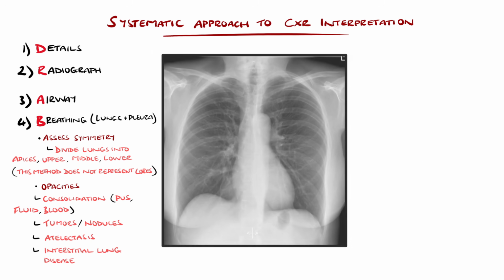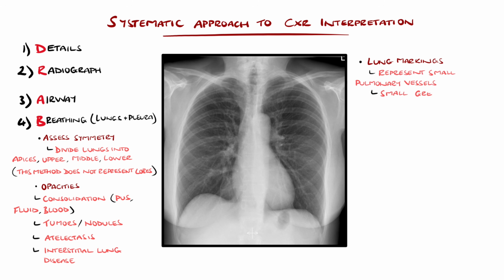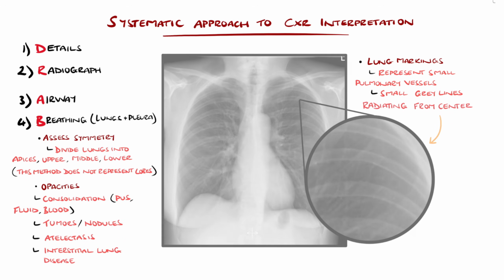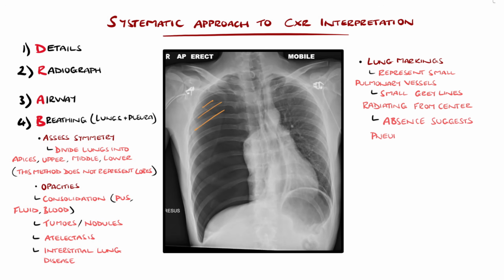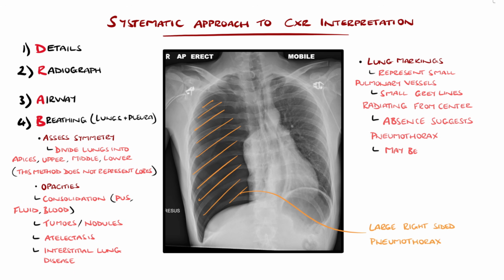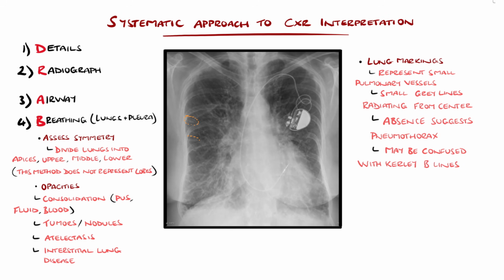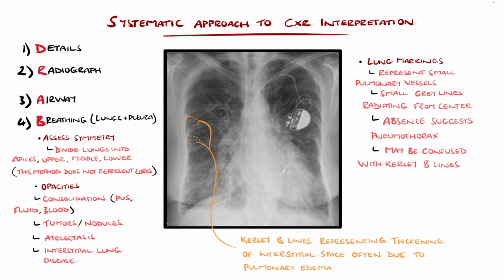Lung markings should be visible as small grey lines radiating out from the centre of the chest, representing small pulmonary blood vessels. Absence of these suggests pneumothorax. Trace these markings all the way to the edges of the lungs, as pneumothorax can be subtle. Other markers that can resemble vasculature at the edge of the lung fields are curly B lines, typically in the lower zones at right angles to the lung edges, which represent thickening of the interstitial space, commonly by fluid in cases of pulmonary edema.